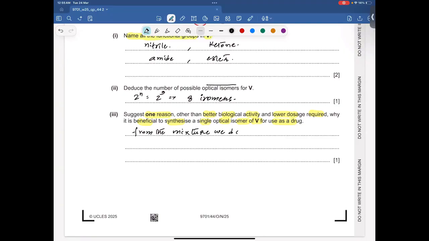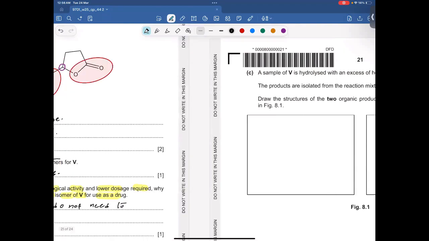We do not need to separate. Okay. Let's move on to the next page.